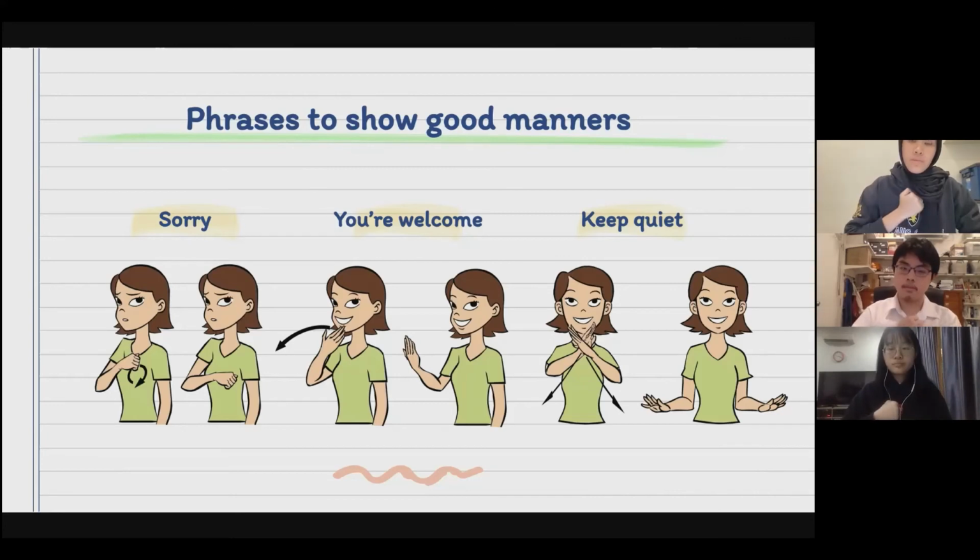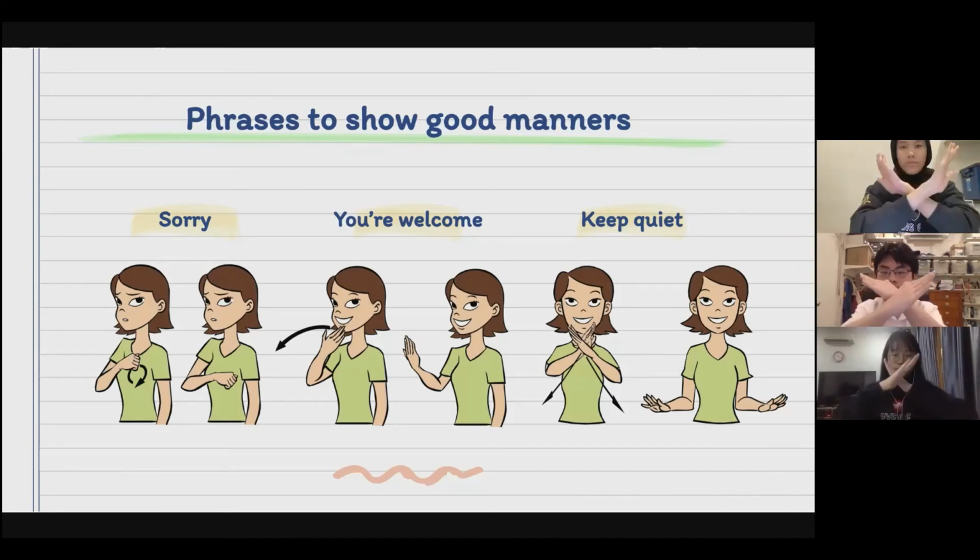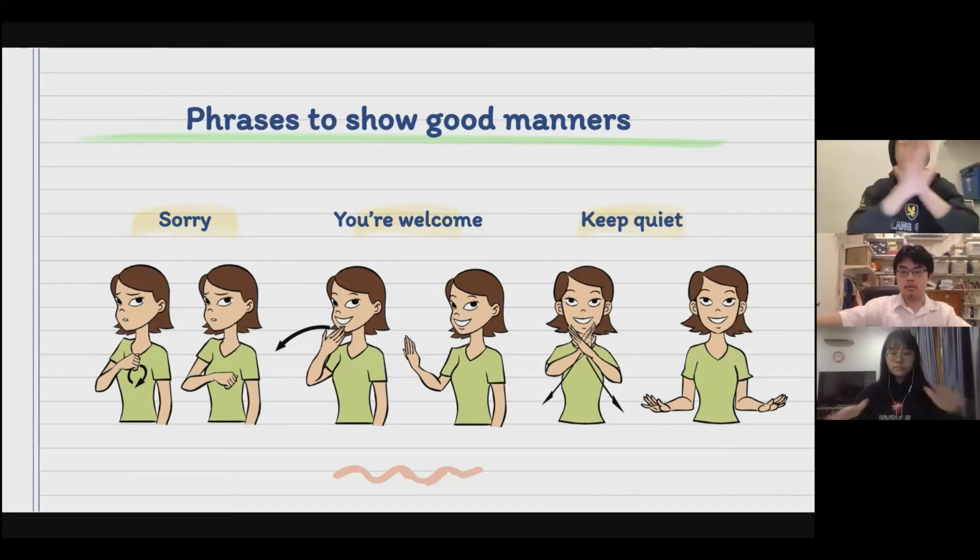And to say you're welcome, after someone says thank you, you basically do the same thing that you would do if you're saying thank you. From your hand to your chin, you move it forward. And another one, which you would say when you want to politely tell people around you to keep quiet, is this. So you put your hands up, and you move them down like this.